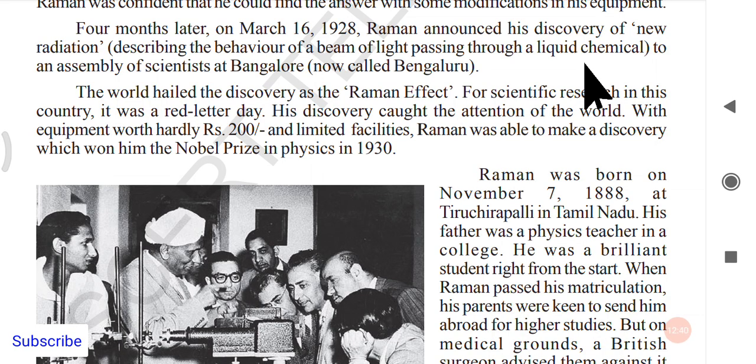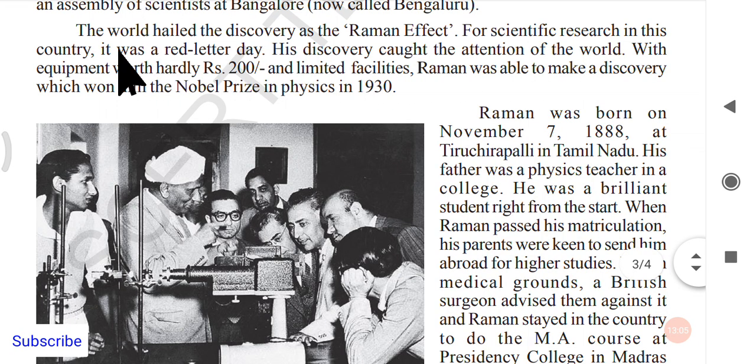For example, if there are two or more than two scientists in one place, we should not say there are 10 scientists or 9 scientists. You should say there is an assembly of scientists. The group of scientists, or so many scientists, is called an assembly of scientists. Okay, be careful. So the world hailed the discovery as the Raman effect.